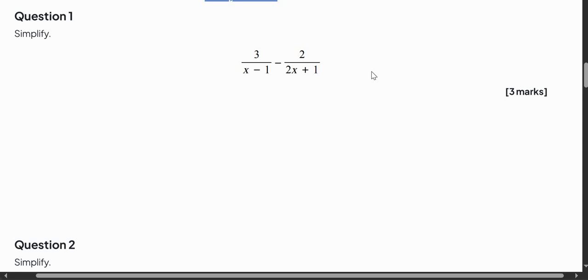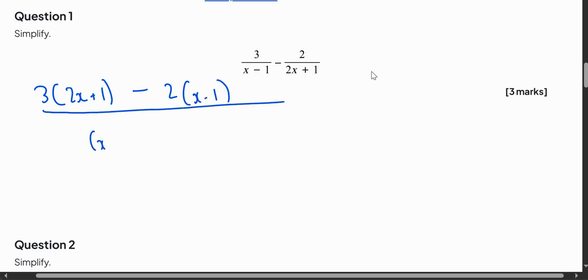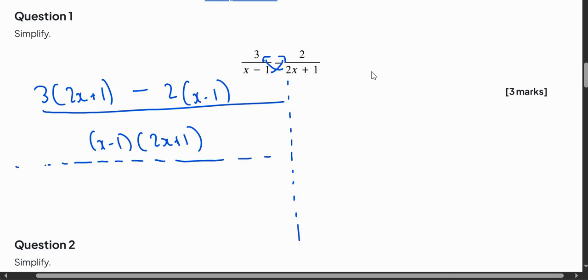Now look guys, the way to do these questions is you will write 3 multiplied by 2x plus 1 minus 2 multiplied by x minus 1 upon x minus 1 bracket 2x plus 1. Basically this is just like LCM. What we did over here is that we cross multiplied. Now the next step is simple algebra. So I'll divide all the parts in steps.